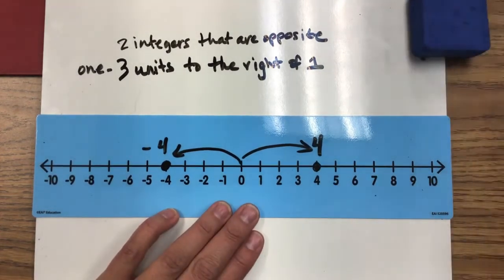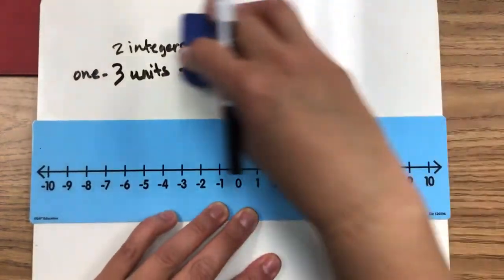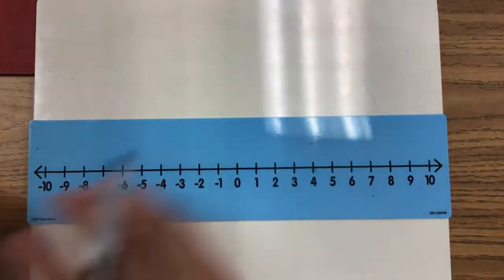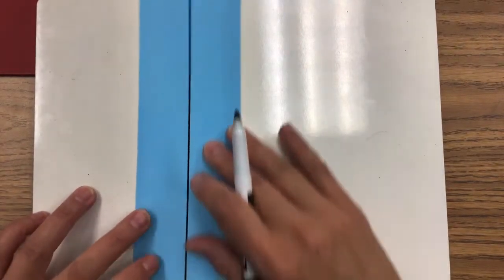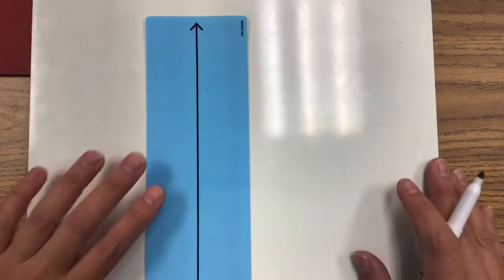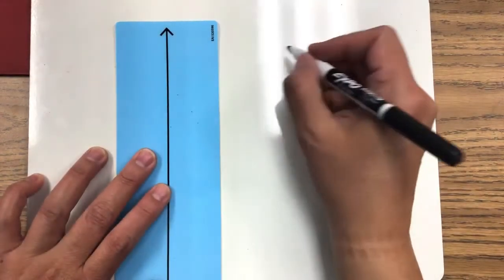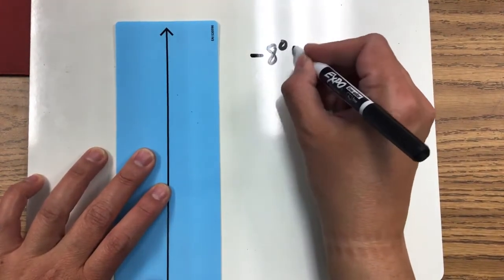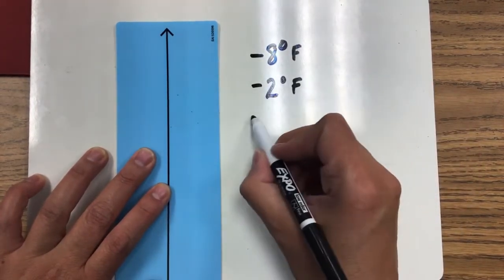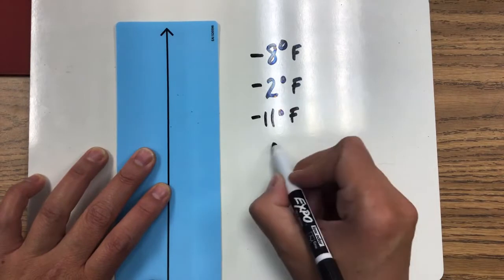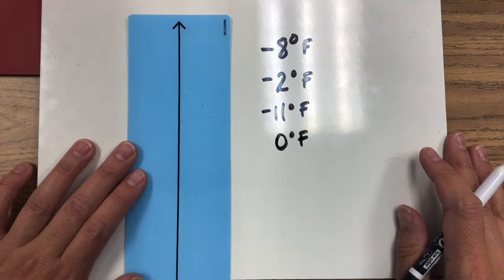Okay, so that's a little bit about how integers work. Now let's talk about another way we can look at things. What if we looked at temperatures? You can do number lines this way. You can do temperatures like this. You can talk about temperatures on 4 mornings. Maybe the first morning it's negative 8 degrees Fahrenheit, and then it's negative 2 degrees Fahrenheit, and then it's negative 11 degrees Fahrenheit, and then 0 degrees Fahrenheit. How would we graph these numbers on a number line?